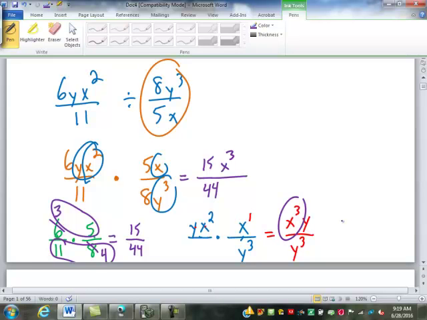Where does the y go? On bottom, because the larger power is on bottom. Remember, this is a 1, so the 3 is bigger. And what's the power going to be on the y? 2, because we subtract. 3 minus 1 makes 2. So that becomes 15x to the third over 44y squared.